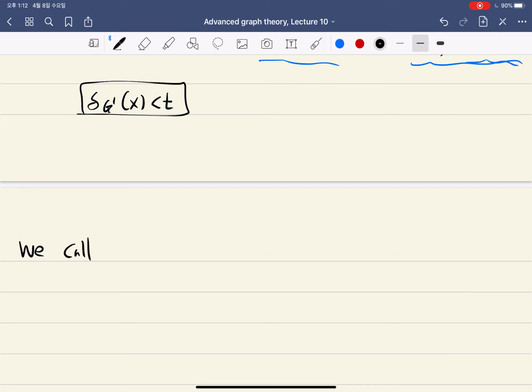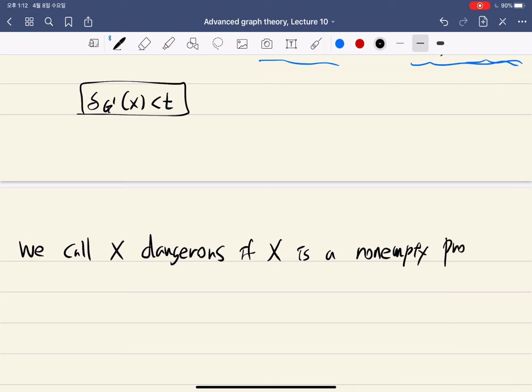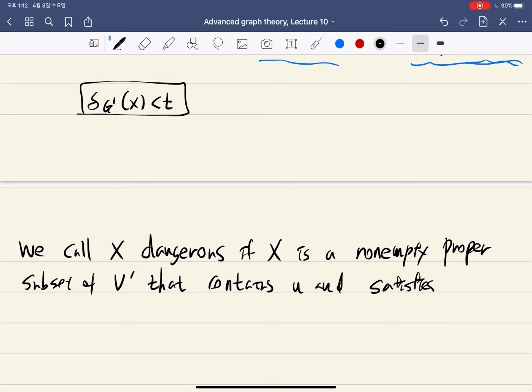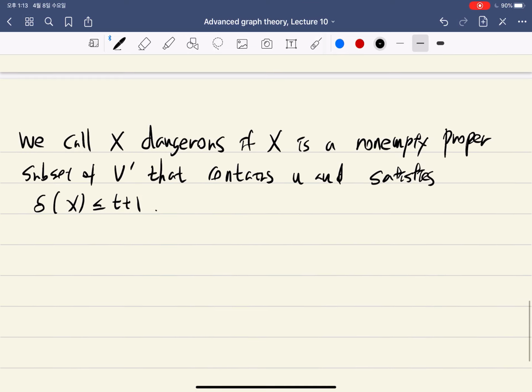So we call a set X dangerous if X is a non-empty proper subset of B prime that contains U and satisfies this: the number of edges leaving X is less than or equal to T plus 1.